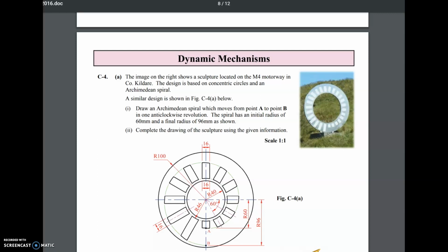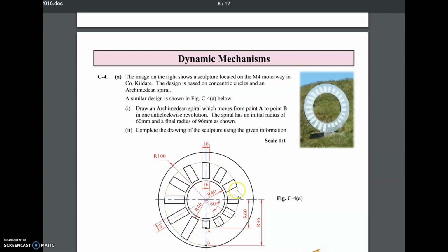So what we're asked to do in this question is draw an Archimedean spiral which moves from point A to point B in one anti-clockwise revolution. The spiral has an initial radius of 60 millimeters and a final radius of 96 millimeters as shown. Complete the drawing of the sculpture using the given information. So the first radius, where A is, is 60, and the second one, where B is, is 96. If you follow the green line around, that shows us the spiral. We know it's moving in an anti-clockwise direction.